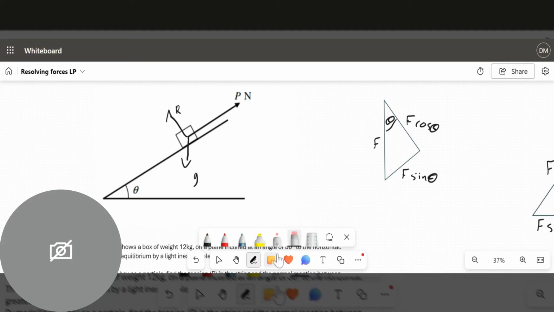They've given us the weight, so we don't need to work it out. Because they've given us a weight, we can put it in there. We know the actual weight is going to be 12g. Right, now, if it's in equilibrium, it means that the forces are balanced, but they have to be going in opposite directions.